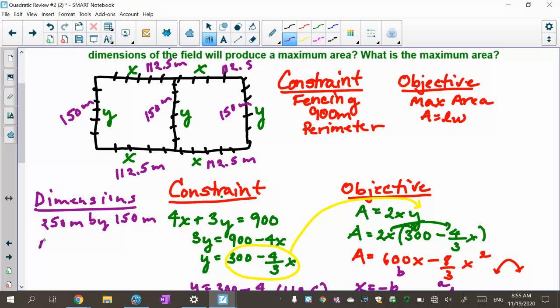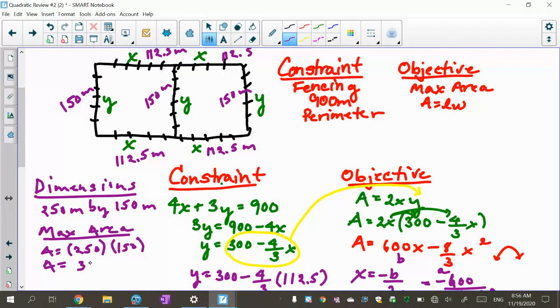And then it says the max area is what I have to do next. And the max area is, I'm going to say, oh, area is 250 times 150. And they're both in meters. So my area comes out to be, ready, 33,750 square meters, or meters squared.